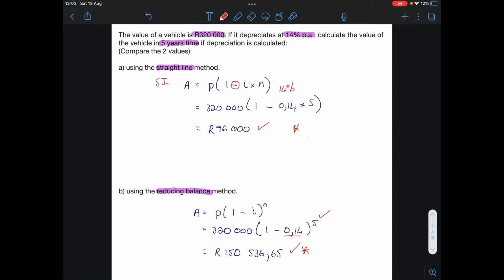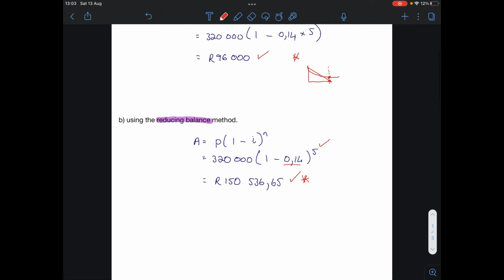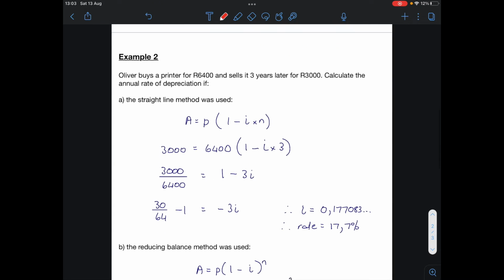So in terms of our graphs, just to see what this looks like, straight line, remember, is going to do that, whereas our reducing balance is going to do this. So you'll probably find we're somewhere around there after 5 years, because the reducing balance is worth more than the straight line balance, which is there. Okay, let's move on to a second example.